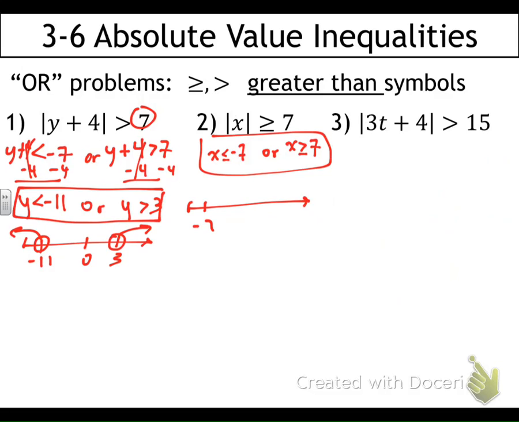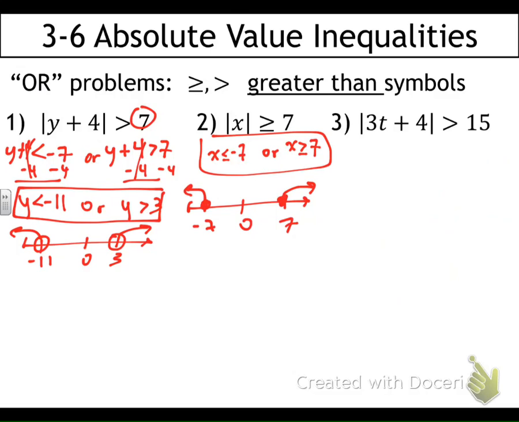Graph -7, 0, +7. These are closed circles because of the equal to signs underneath. So we just shade and shade. And these are OR problems, so just follow the arrows, or the inequality signs, and we're going out, left and right.